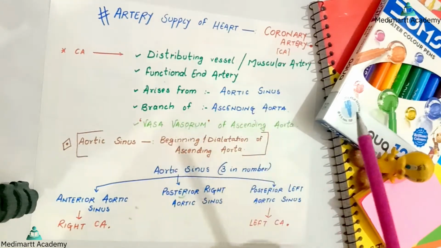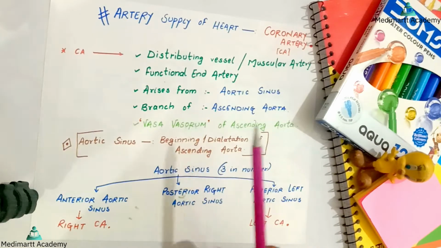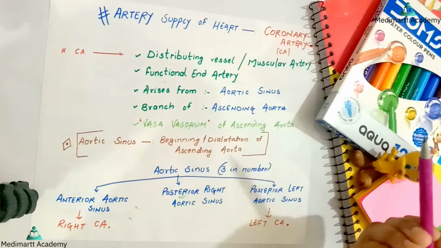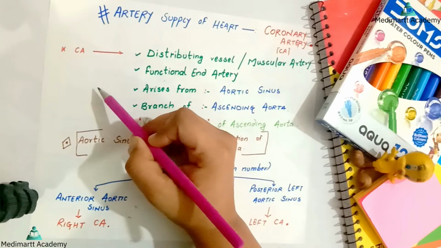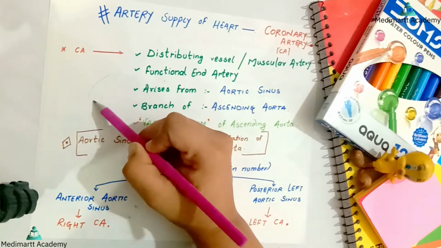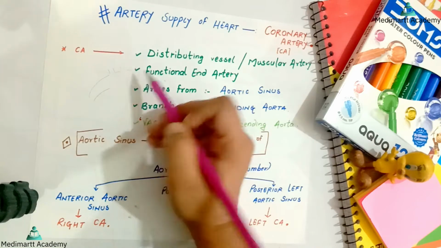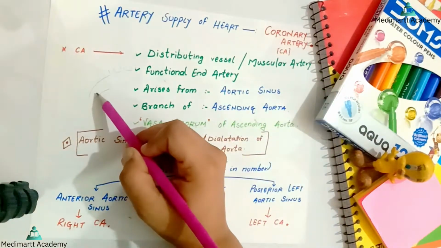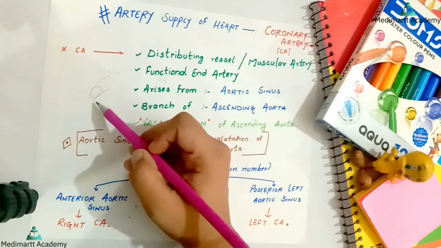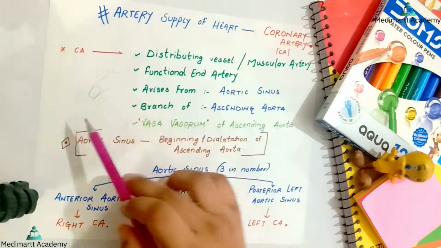Now, what do you mean by aortic sinus? It is the beginning or the dilatation of the ascending aorta. So we clearly know the ascending aorta is something like this, and here we have the three branches: brachiocephalic, common carotid, and subclavian. So this is the beginning and the dilatation of the ascending aorta. So this will be your aortic sinus.